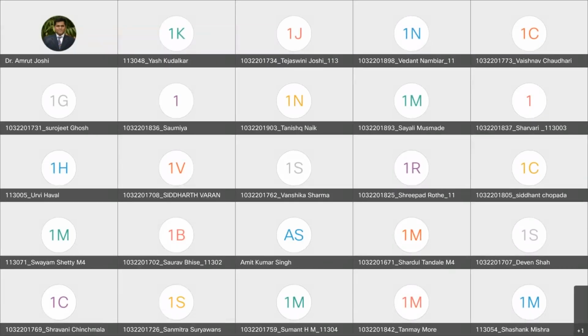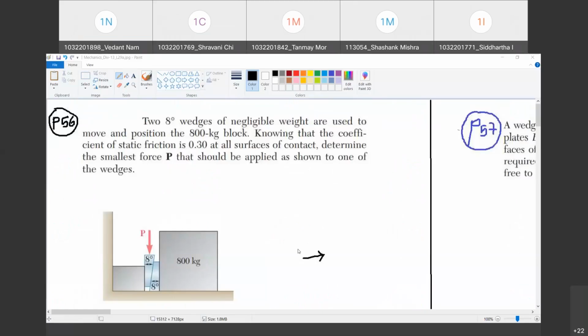Can you read the problem statement? Yes, sir. Two 8 degrees wedges of negligible weight are used to move and position the 800 kg block. Knowing the coefficient of static friction is 0.3 at all surfaces of contact, determine the smallest force P that should be applied as shown to one of the wedges.